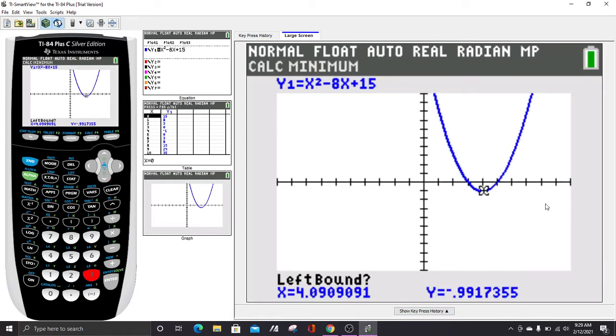Now this is where you have to pay close attention. I'm back at my screen, and my cursor could be anywhere at this point.